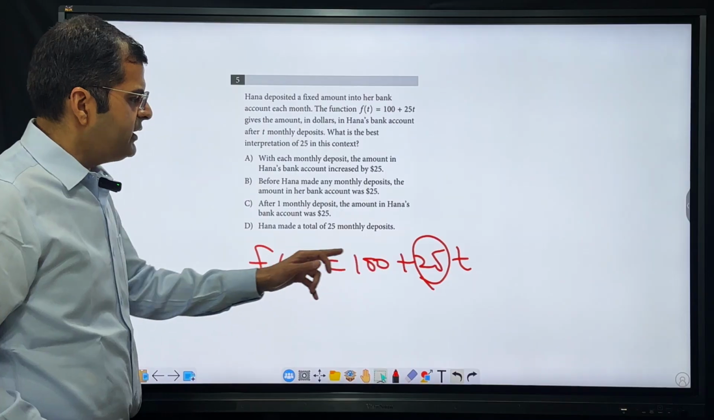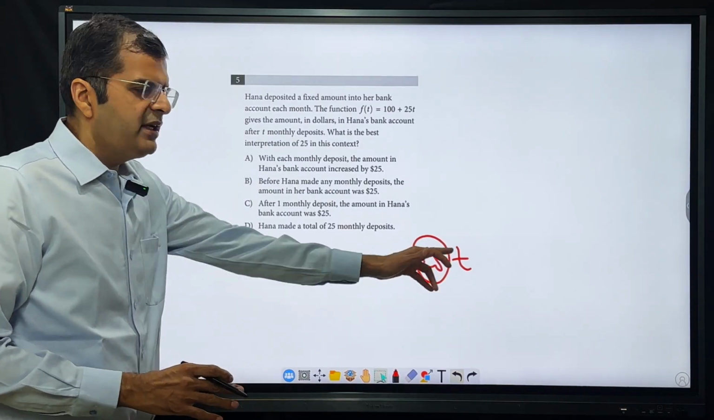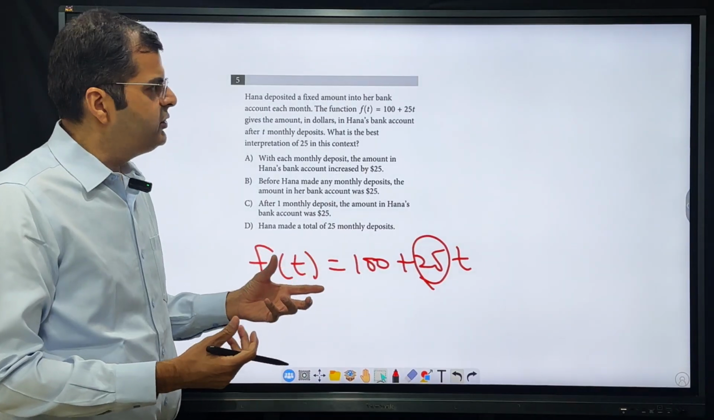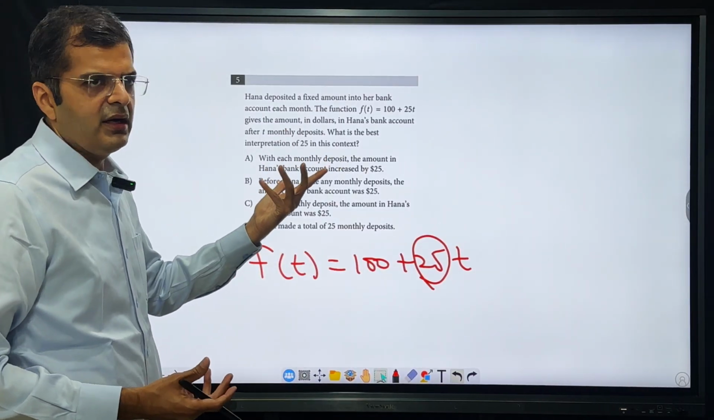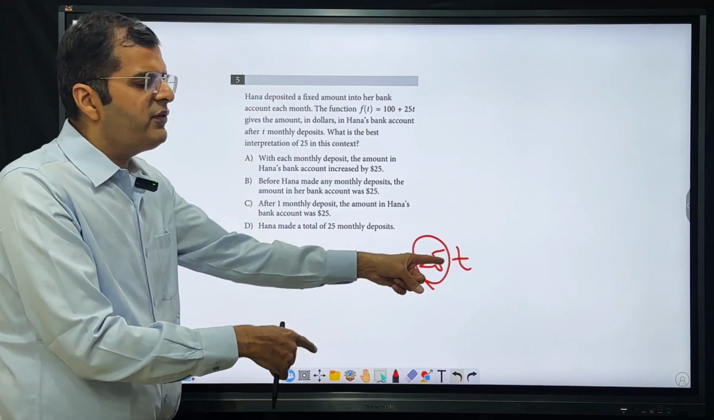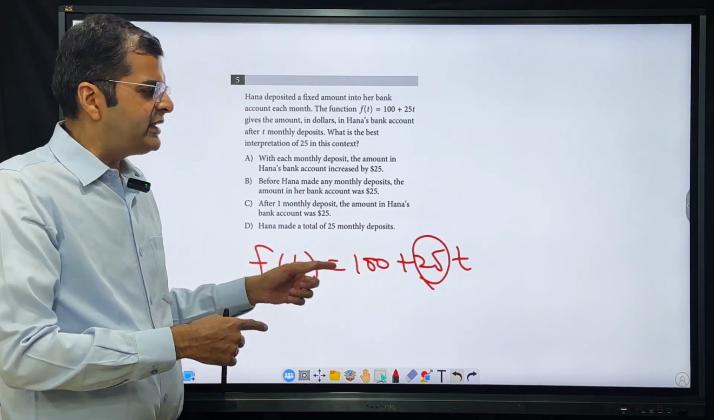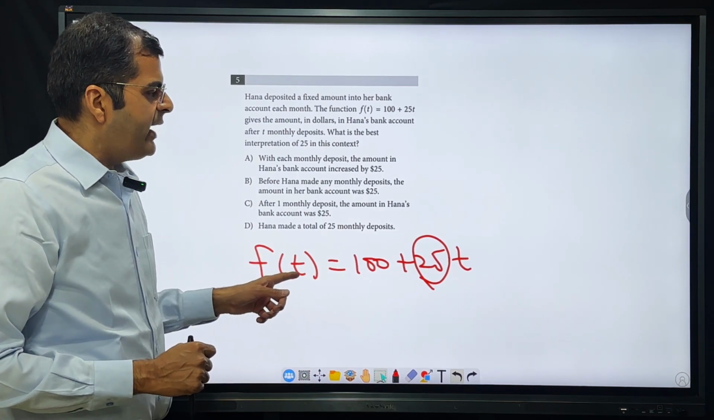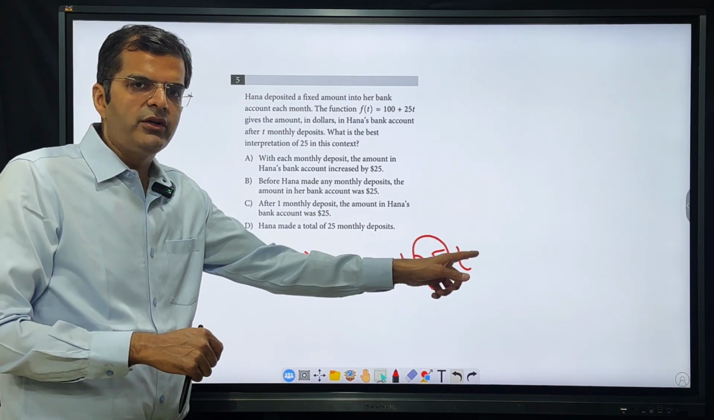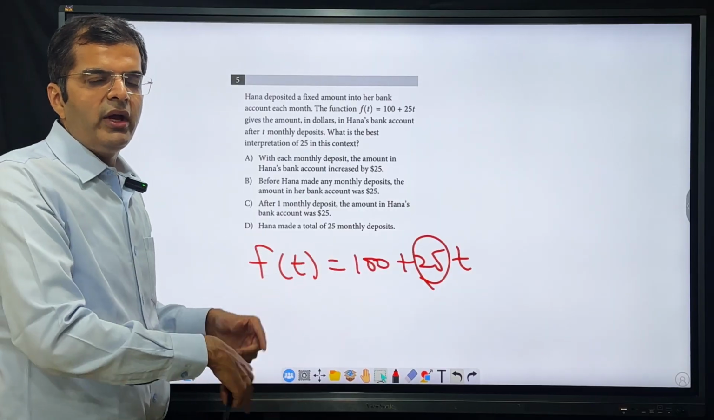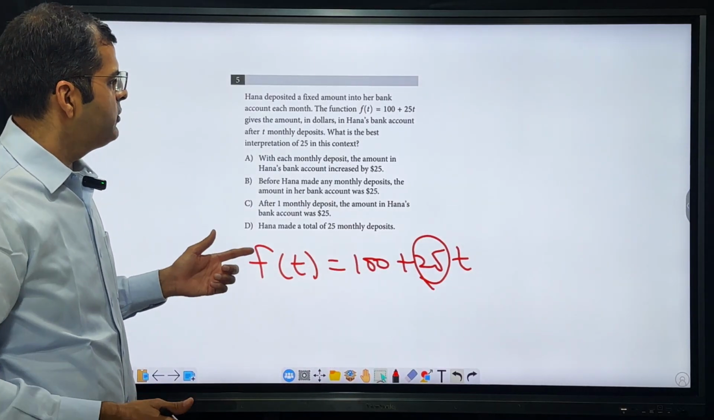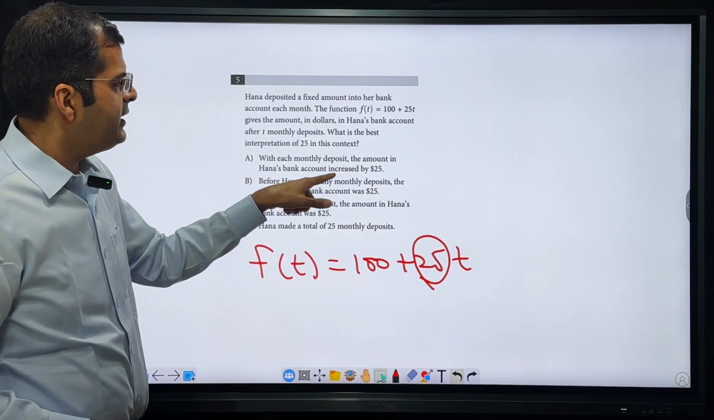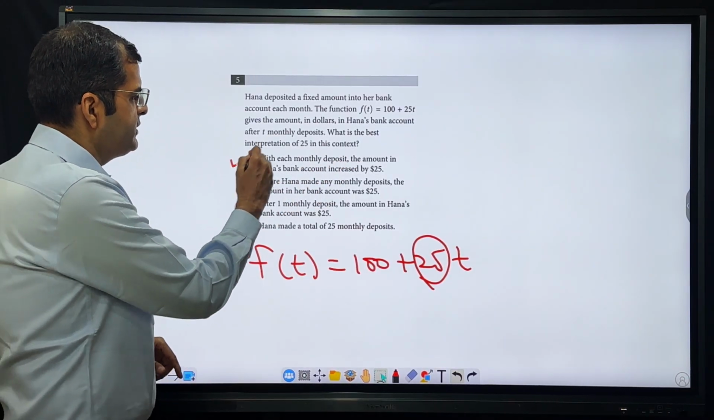So now if you look at it, what this means is at the beginning when t was 0, f of t was 100. That means at the beginning at t equal to 0, there was $100 in the account. And then every month 25 is put in the account because at the first month it will be 100 plus 25, which is 125. At the end of 2 months it will be 100 plus 25 into 2, which is 150. So every month $25 is put into the account. So it says with each monthly deposit the amount in Hannah's bank account increased by $25, which is the right answer here.